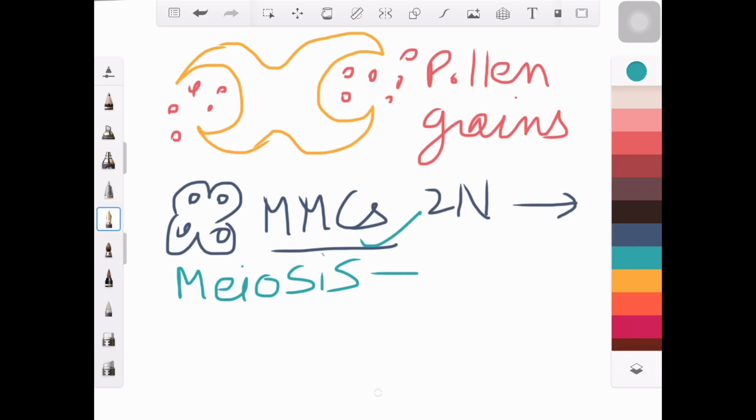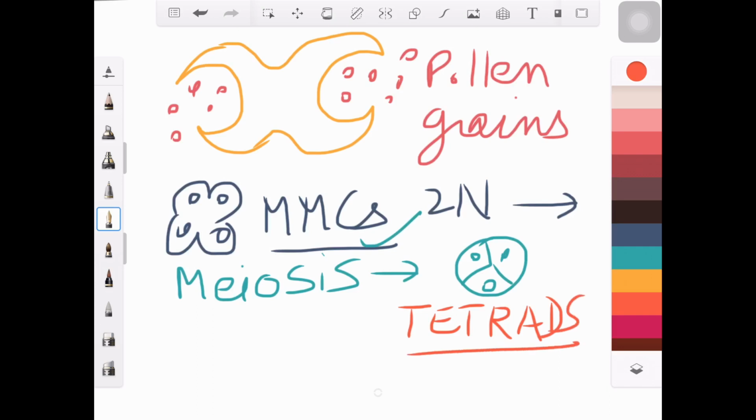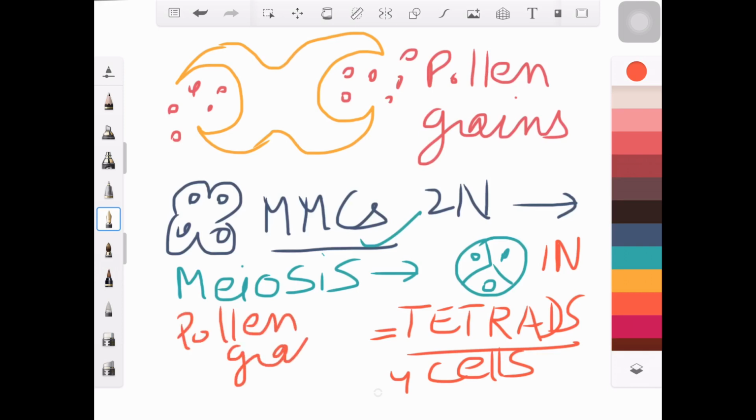And that is how they finally give rise to very small structures, that is tetrads. Each tetrad is made of 4 cells, which are 1n in nature, haploid in nature. And what are these tetrads actually? They are the pollen grains. Now you understand how the pollen grains are formed in the anther.